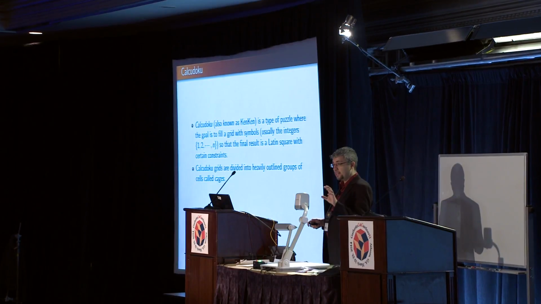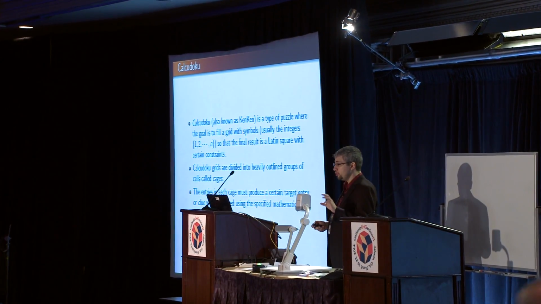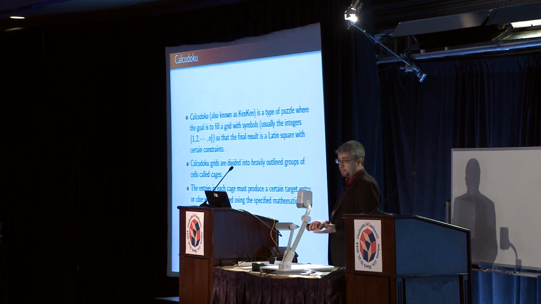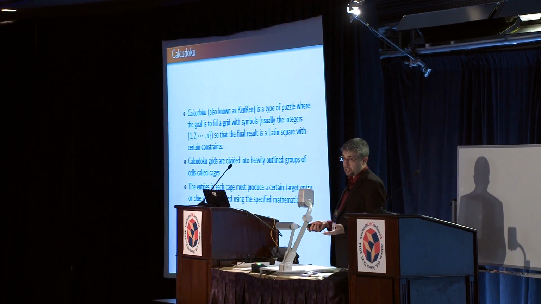The grids are divided into cages, and you have clues. And when you solve the puzzle, the entries in each cage have to give you the clue number when a particular operation is used. And the operations are given in the puzzle.